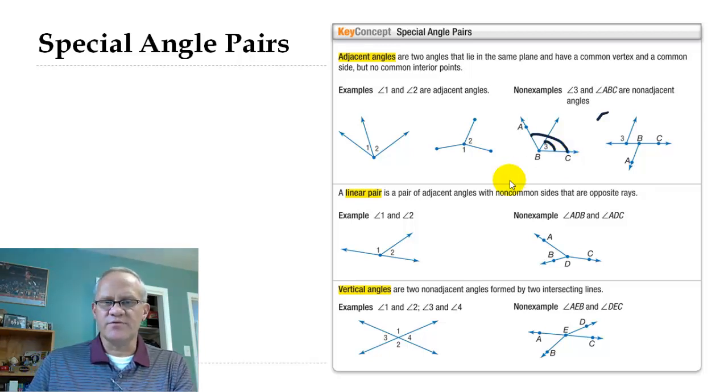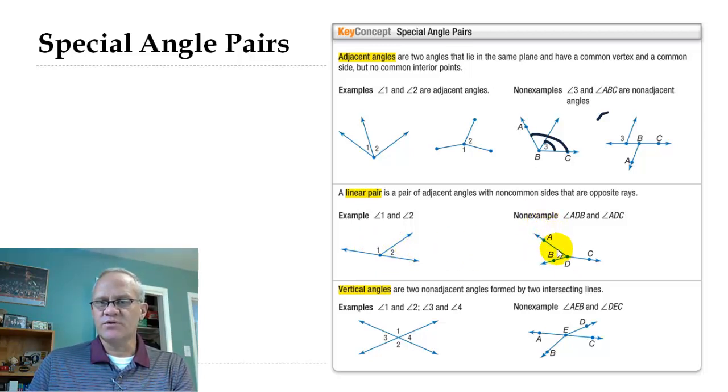Second thing, a linear pair. A linear pair is made of adjacent angles, which we just talked about. They're two angles that share a common side, and the non-common sides are opposite rays. In other words, it makes a straight line. In this first example, angle 1 and angle 2 share this side, and their other sides make a straight line. This is what they call a linear pair. And remember what we talked about last time: a linear pair will be 180 degrees.